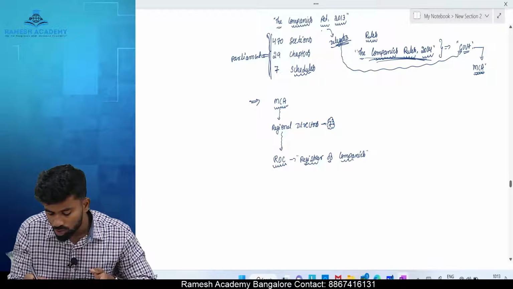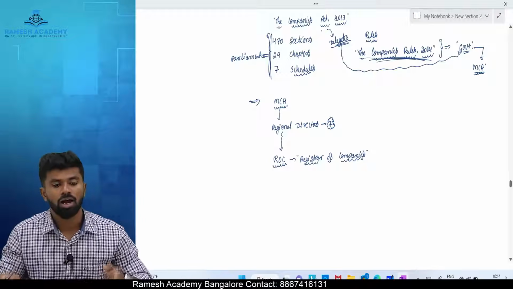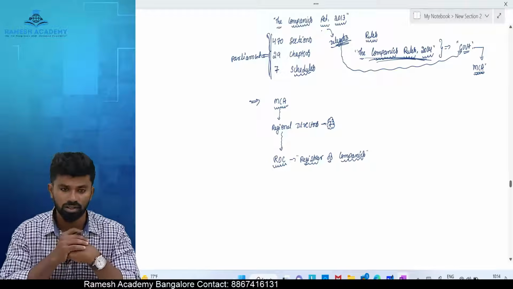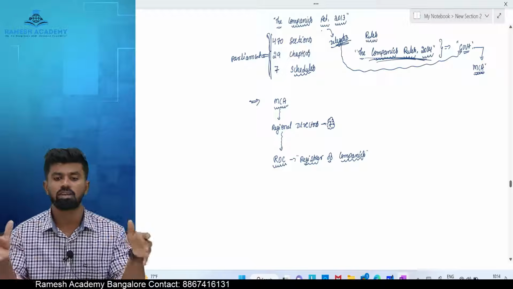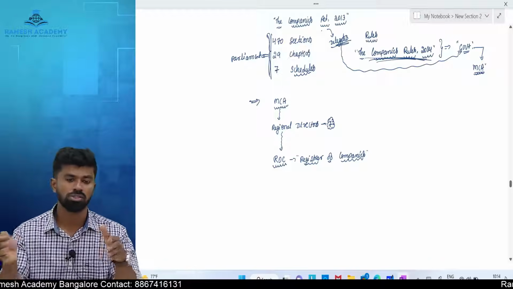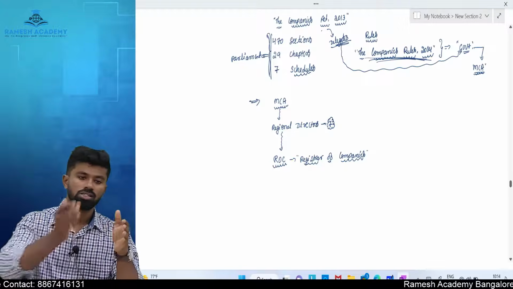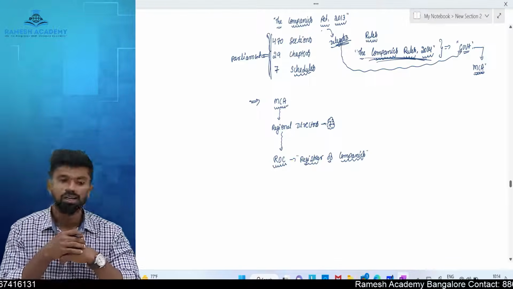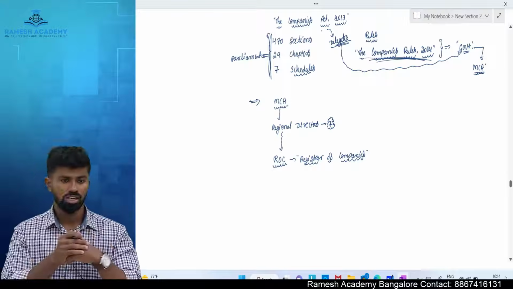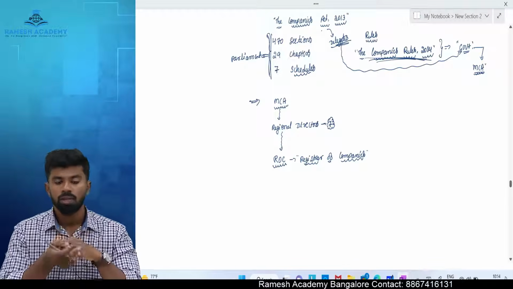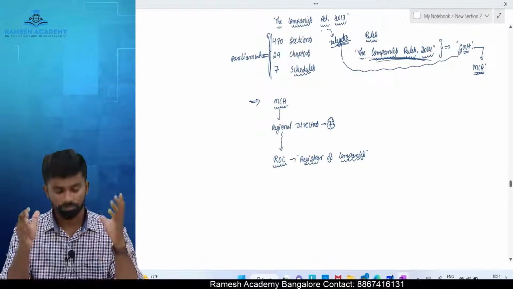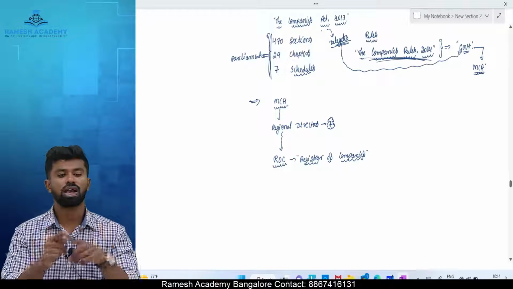So at the top level, we have MCA. Under MCA, we have regional directors. We have divided India into 7 regions: North region, South region, Northeast region, and so on. Each region has one head called the regional director. Under regional directors, we have the ROC, the Registrar of Companies. Every state has one ROC.